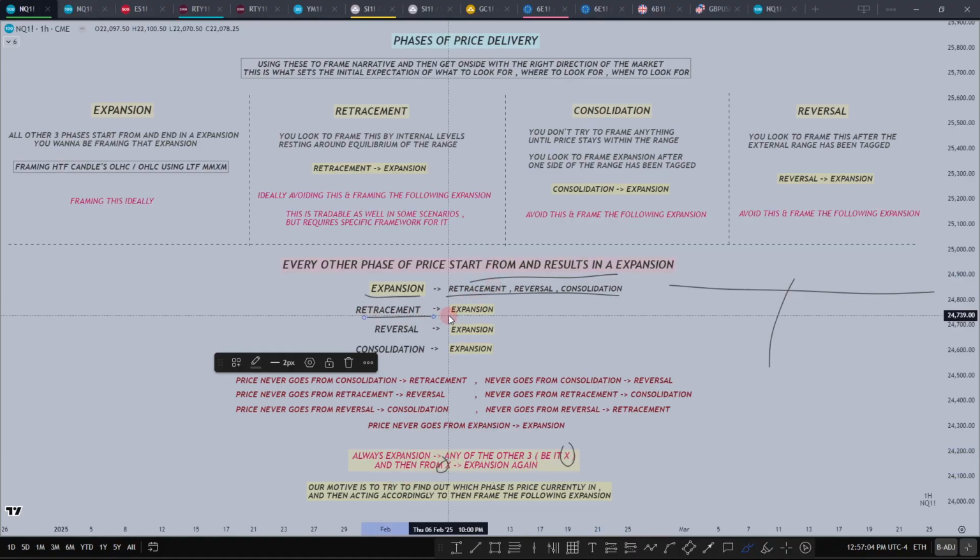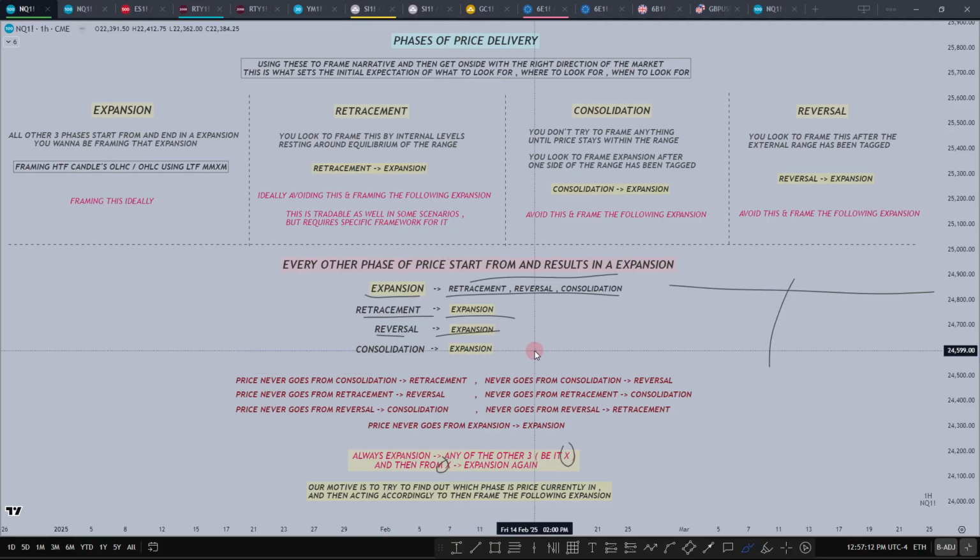Always, if retracement, will always end into an expansion. If reversal, always end into an expansion. If consolidation, will result in an expansion always. So expansion is like that sweet boy for everyone.